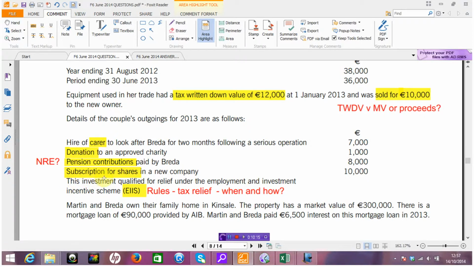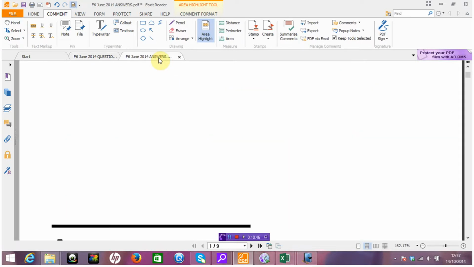One or two other things here of interest. It looks like she's subscribed for shares in some way, and those shares look to be EIIS relevant. So, what are the rules there? It looks like we've got a €10,000 subscription. And again, we've got to be able to figure out how we deal with this within the income tax computation. Certainly, it'll be some sort of deduction, but when and how does the tax relief kick in? Okay, so that's the basic question. Let me take you through the answer now.